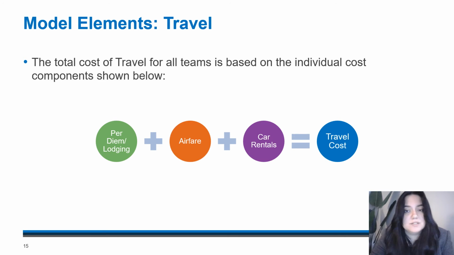And then finally, the cost of travel is based on the cost of per diem and lodging calculated for each person for the entire duration they are present on site, plus any round trip days, the cost of one round trip ticket for each person present on site, and then the cost of car rentals for all personnel for the duration of any round trip days.